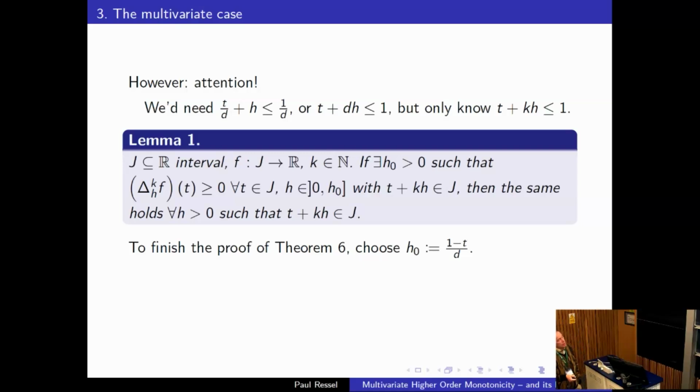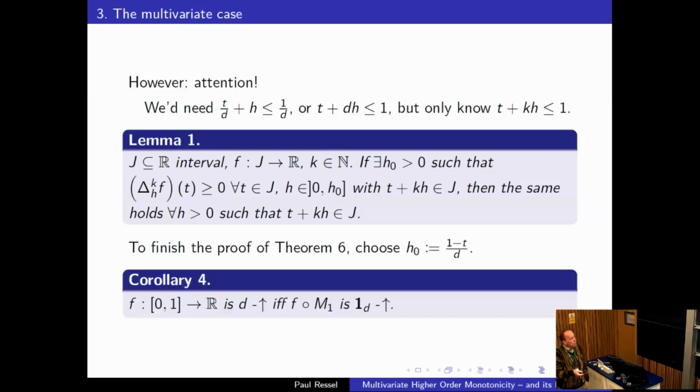In order to apply it here and to finish the proof of theorem 6, one would have to choose 1 minus t, which is positive, divided by d. One coordinate. The function on the unit interval is d increasing if and only if f composed with the arithmetic mean is 1 d increasing.